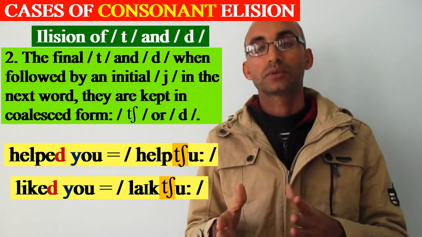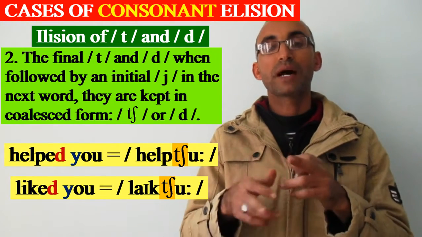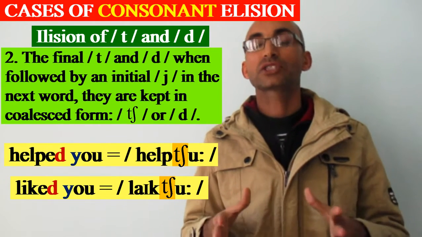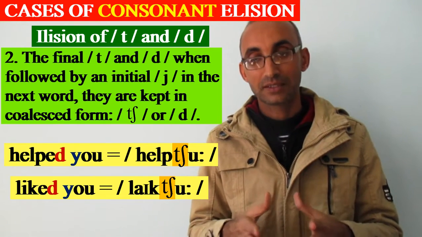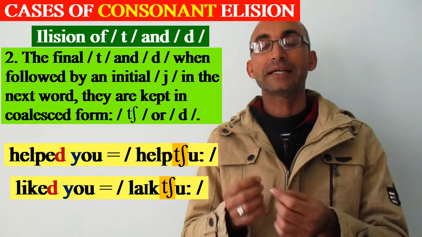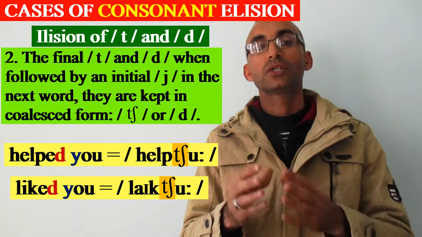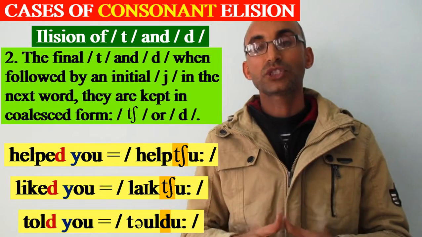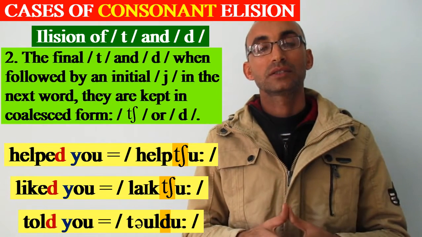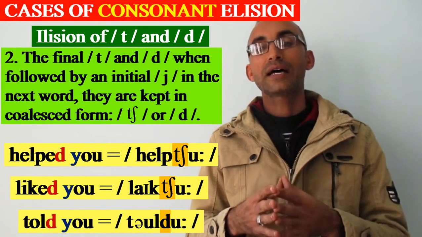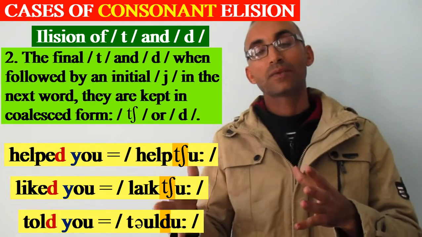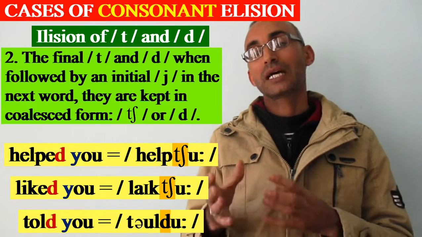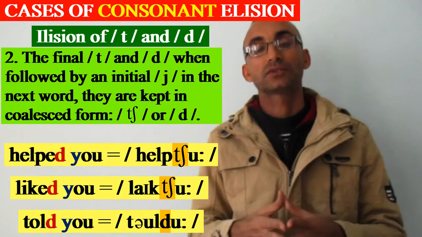Also, liked you. Here also da is followed by a word that starts with ya. So I pronounce liked you. Here da and ya merge to form the cha sound. Also, told ya. Here also the da comes at the end and is followed by sound ya. So they merge to form sound j. Told-ja.